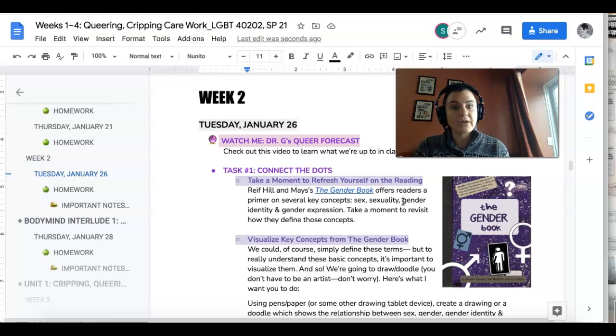Because someone can be gender nonconforming and be cisgender and straight, right? Does that make sense? So just keep in mind that those things don't always go together. And so we really want to make sure that we understand those types of things, okay?